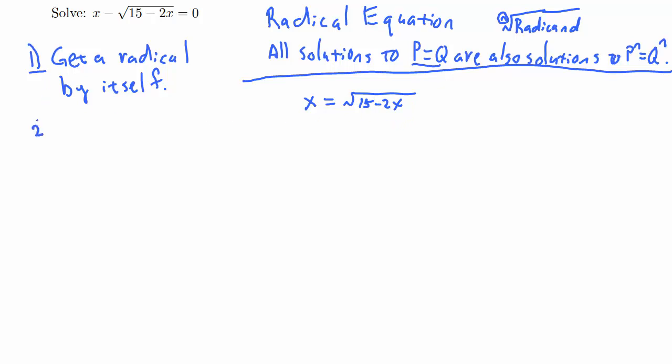Now then, the second step is to take both sides to some power. It depends on what the index is for the radical. In this case there's an understood 2 right here, and because there's an understood 2, we're going to square both sides. Notice that the left-hand side is just x squared. But look at the right-hand side. We have the square root of 15 minus 2x, squared.